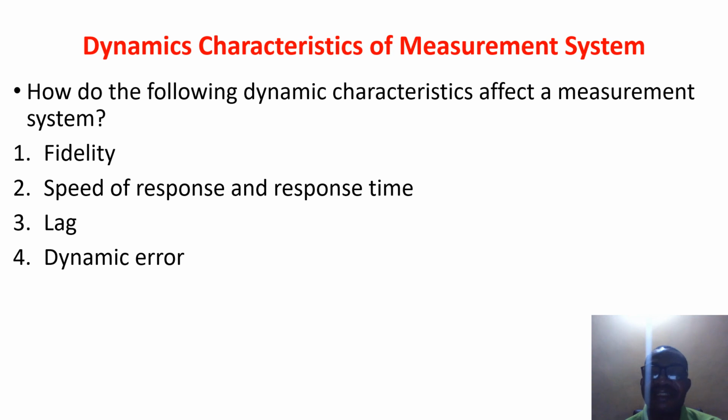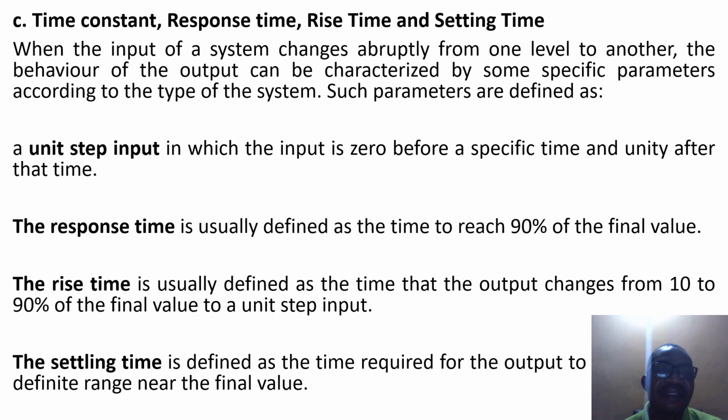The dynamic characteristics of a measurement system. How do the following dynamic characteristics affect a measurement system? You should try and find out how these characteristics affect the dynamics of a measurement system: fidelity, speed of response and response time, lag and dynamic error.